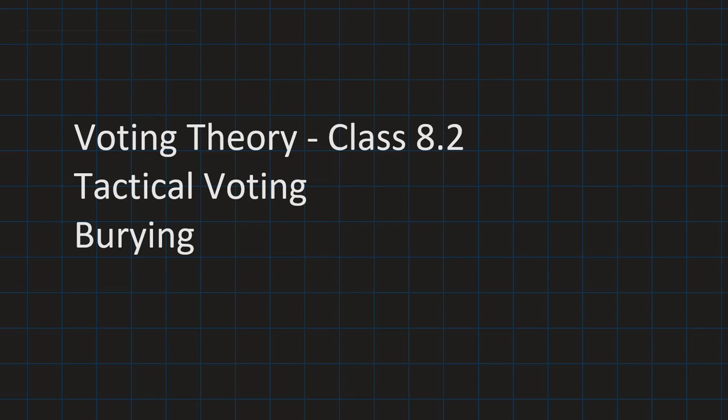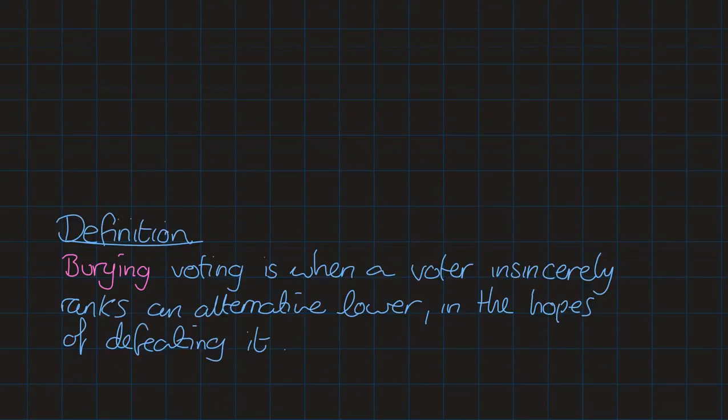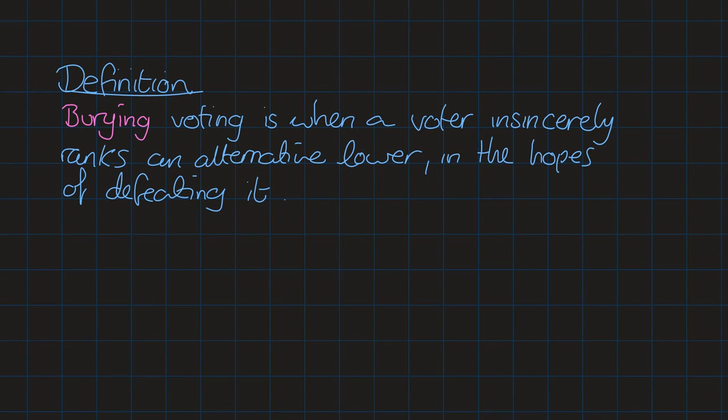Voting Theory Class 8 Video 2. In this video we're going to talk about the final form of tactical voting. This time we're going to talk about burying tactical voting. So let's go straight to the definition. Burying tactical voting is when a voter insincerely ranks an alternative lower in the hopes of defeating it.